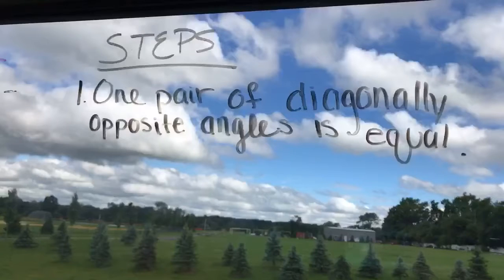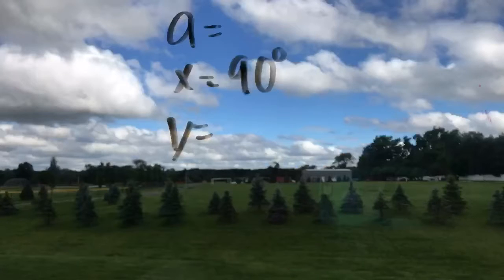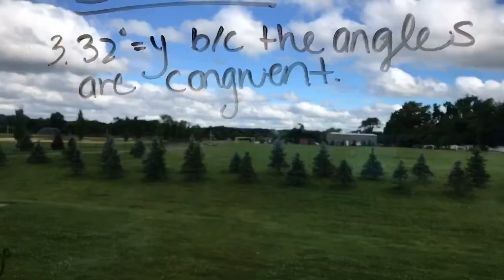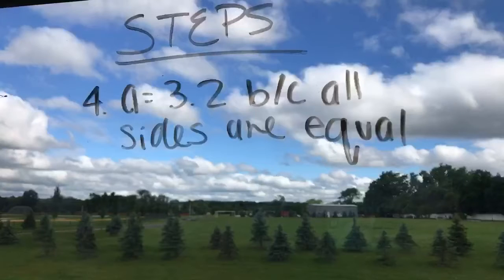One pair of diagonally opposite angles are equal. X equals 90 degrees. And then we have to find A and Y. 32 degrees equals Y because the angles are congruent. So now we just have to find A. A equals 3.2 because all the sides are equal, so you find the information on the kite.